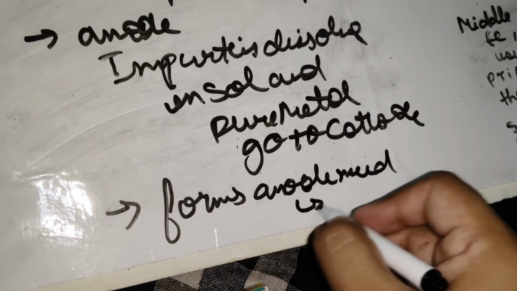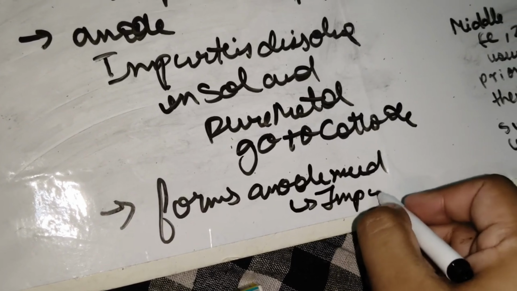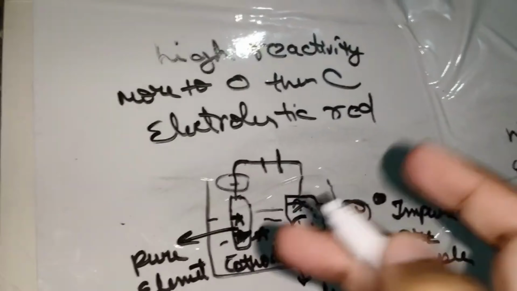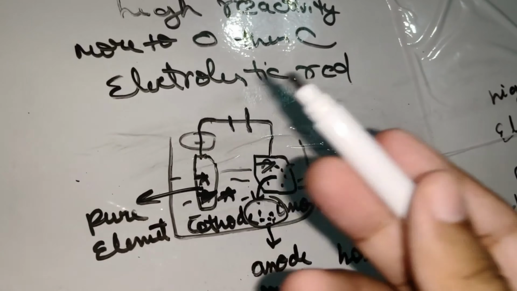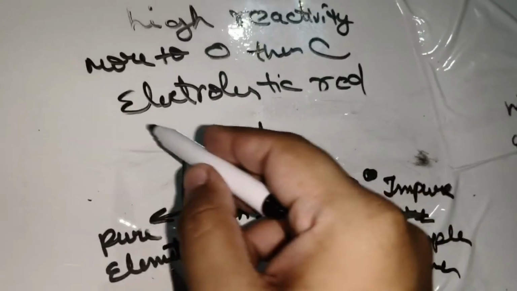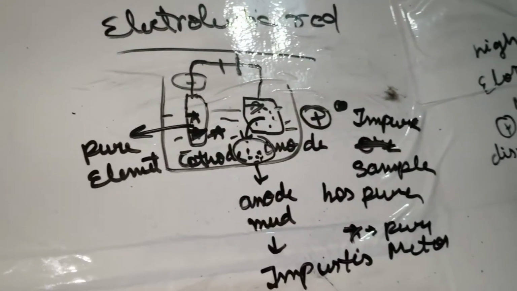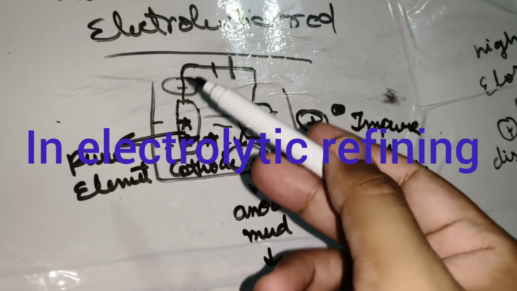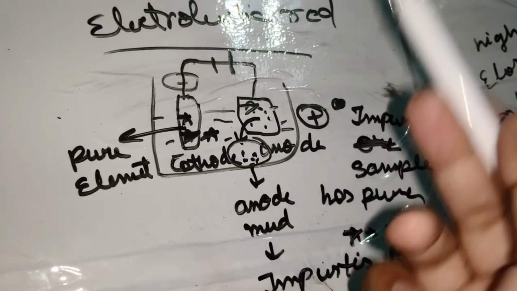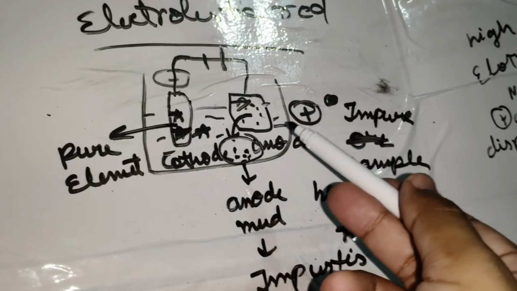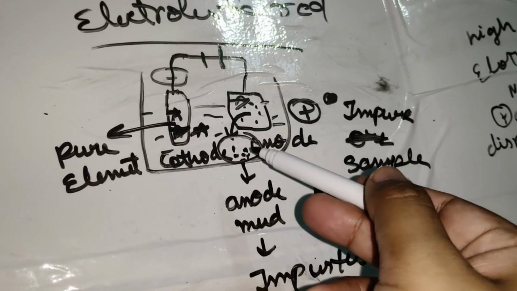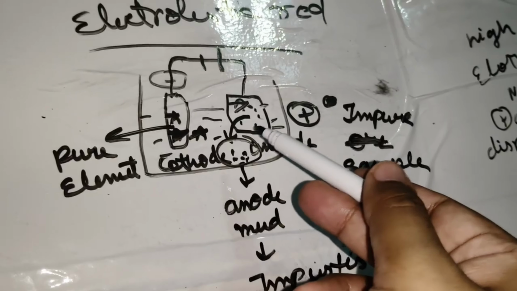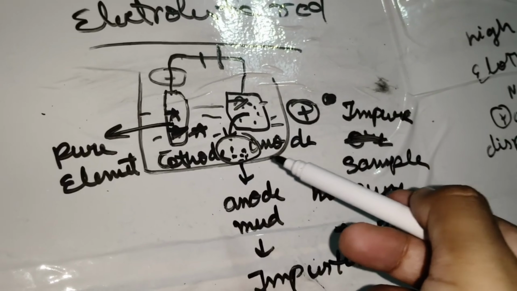What is formed by the anode mud? Basically, the impurity that dissolves in the solution from the impure sample. So we can summarize it as: the more highly reactive elements are more reactive to oxygen, so they can't be reduced with carbon. So we use electrolytic reduction, where at the cathode, the negative end, we put the pure element, and at the anode end we put the impure element. When we supply electricity, the impurities get dissolved and form anode mud near the anode end, and on the other hand the pure metal gets deposited at the cathode end.